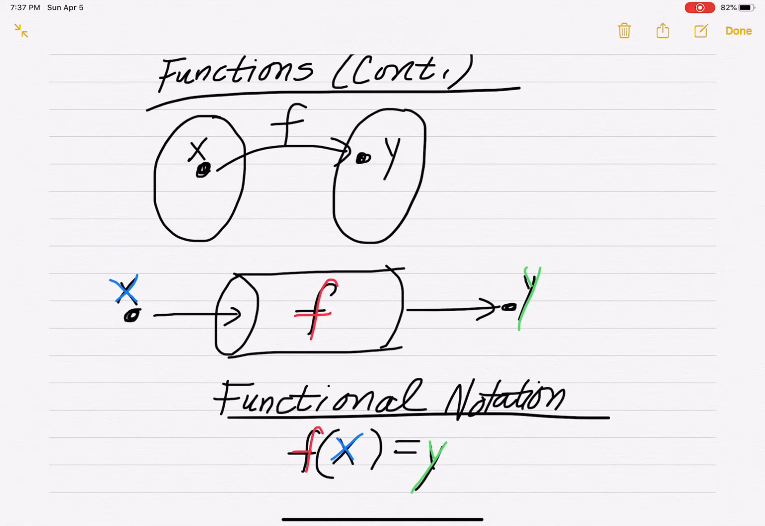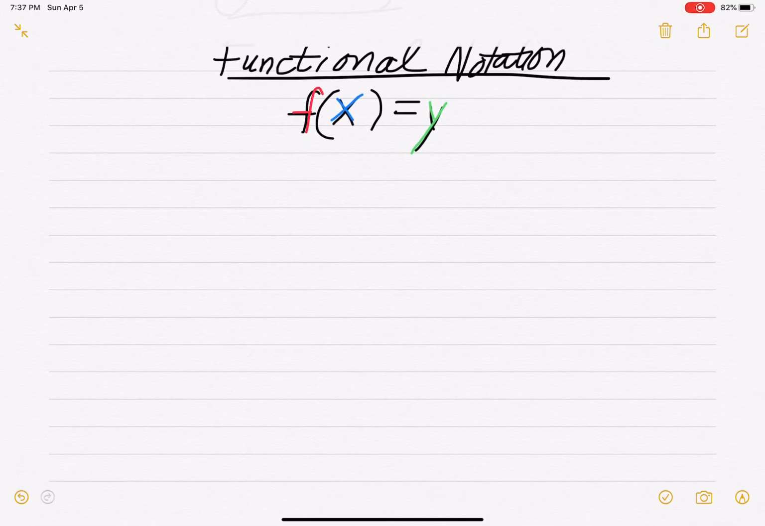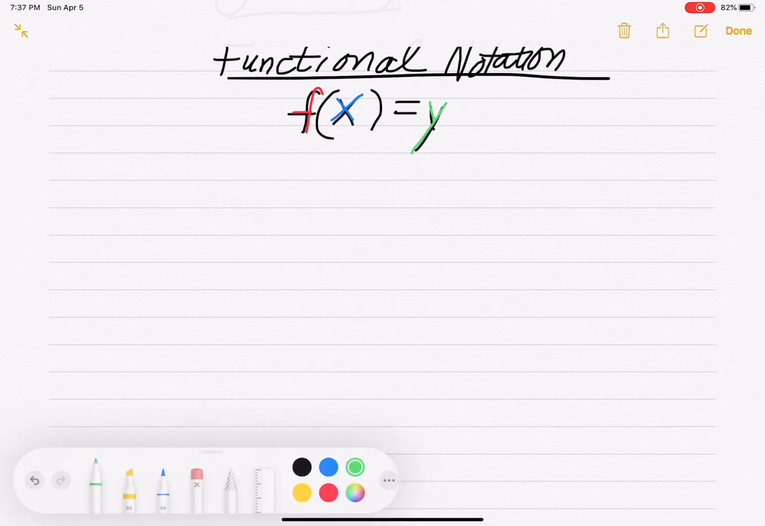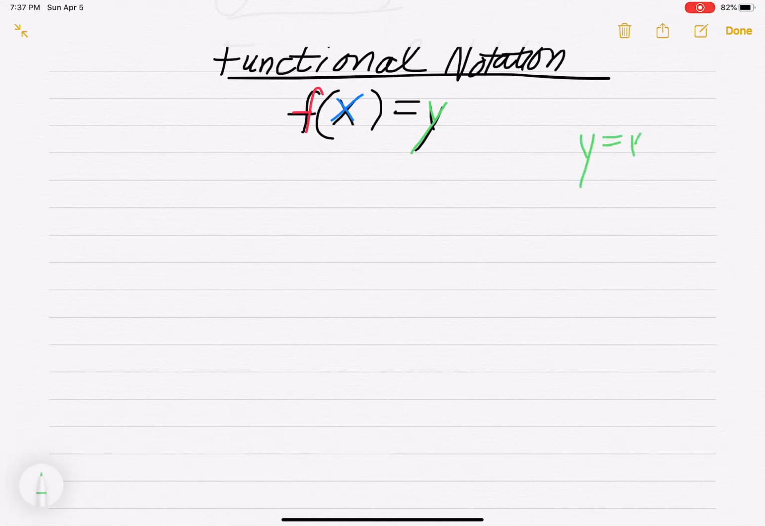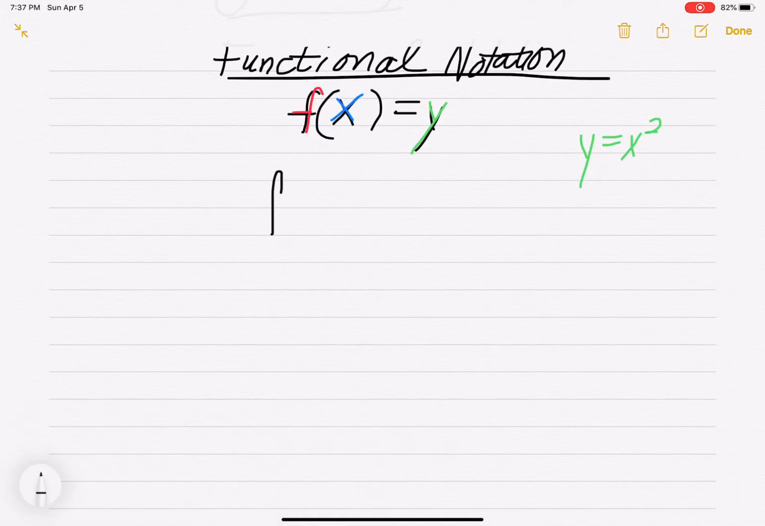The output becomes y. Now, a lot of times in place of this y there'll be an equation. So who knows, maybe the y here will be x squared. So this gives an equation. The functional notation being f of x equals, so instead of a y there, you can put x squared.